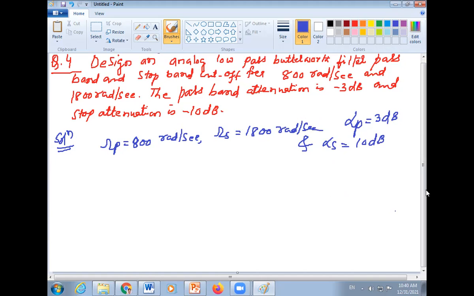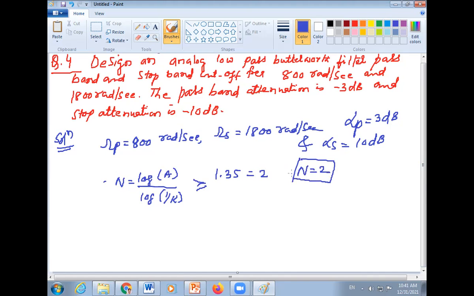So the value of n, the order, we calculate as n equals log of A divided by log of 1 by k, where simply substituting all the values we get 1.35, which we round to 2. So the order we are getting is 2, n equals 2.